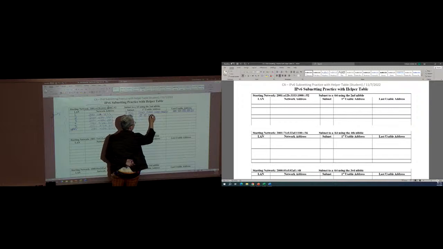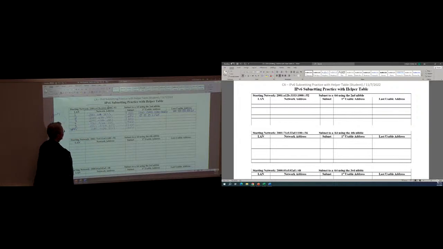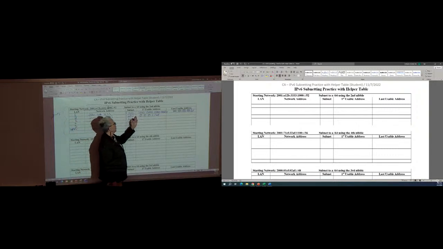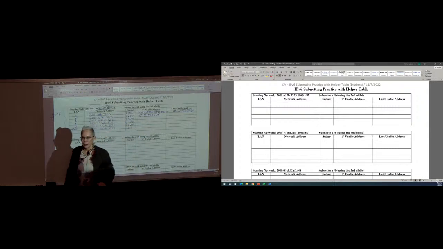Okay. Now for the second network, let's compress our zeros. I'm going to compress the leading zeros for this one, and then we'll do double colons for the next one, just so we can see it in all the different ways. So the first usable address would be 2001 A12B 3333 1200 0:0:0:1/64. That's another way to write it.